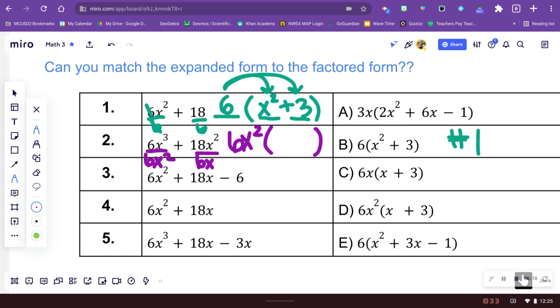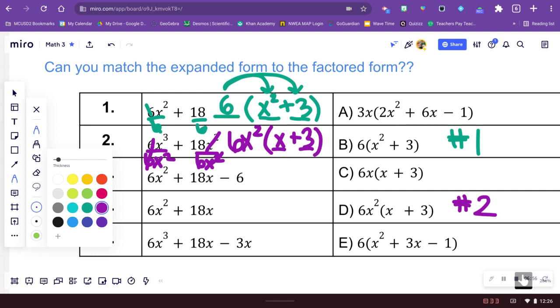6x to the second. In the first term, the 6's are going to cancel. I started with x to the third, so I'm taking 2 of them out. So I'm only going to have 1 left. And then 18 divided by 6 is 3. And I'm taking all of the x squareds out, so those kind of bonk each other out there. So answer choices, I'd have a 6x to the second out front with an x plus 3 inside. So that's going to be letter D. Please go ahead and pause the video and try the last 3 on your own.